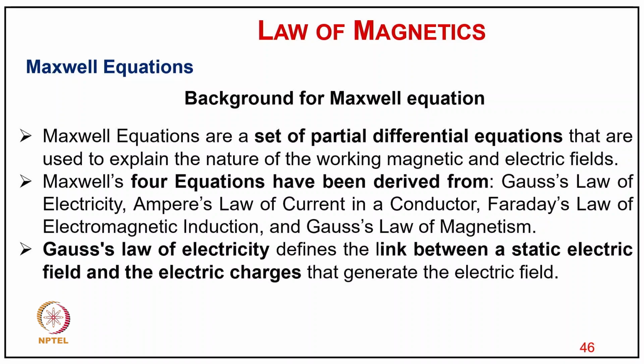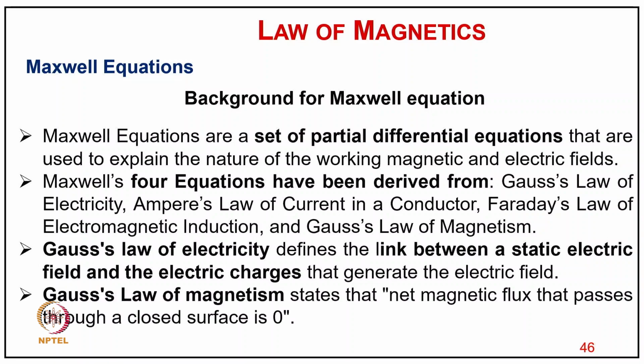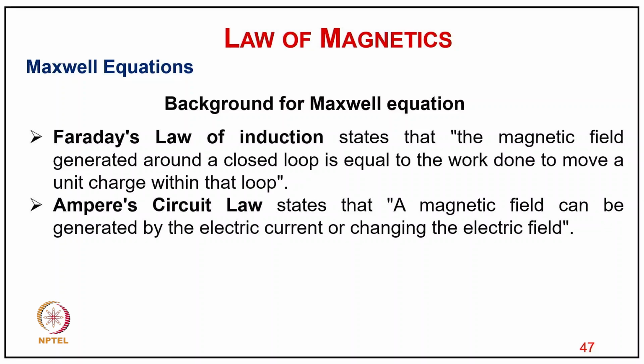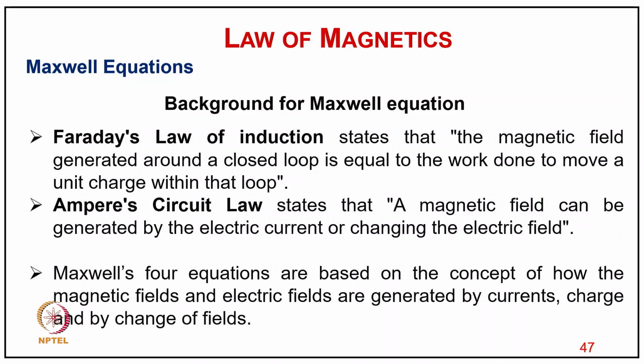And Gauss law of electricity defines the link between the static electric field and the electric charges that generate the electric field. With the first law, Gauss law of magnetism states that the net magnetic field passing through a closed surface is zero. I mean that the integral is zero. And Faraday law of induction states that the electric field generated around the closed loop is equal to the work done to move a unit charge within the loop. And Ampere circuit law says that a magnetic field can be generated by the electric current or by changing the electric field. So Maxwell's four equations are based on the concept of how magnetic field or electric field are generated by current, charge and change of the field.